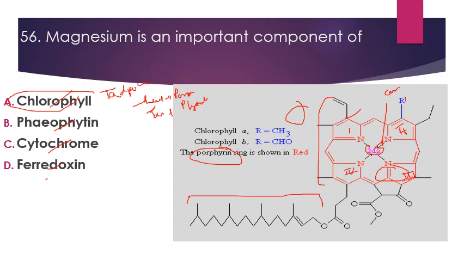and this position decides the difference between chlorophyll A and B. In case of chlorophyll A, there is the functional group methyl group, that is CH3, and in case of chlorophyll B, there is aldehyde group, that is CHO group. So this is the difference in this position. So magnesium is an important component of chlorophyll.